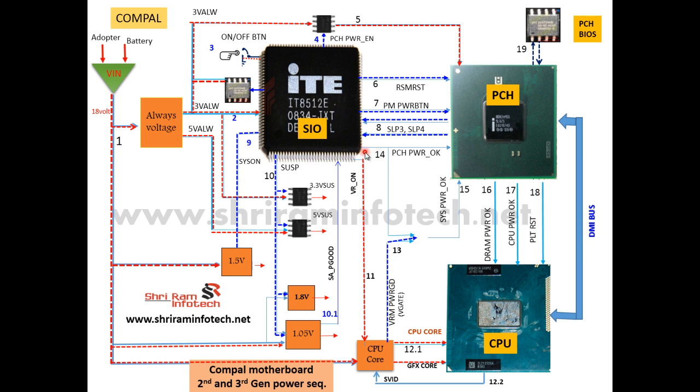Okay, and in step number 14, the SIO generates a signal that is called the PCH power okay, telling the PCH that I have done my job and all power planes are working fine. So it generates this PCH power okay signal, and here both signals connect to each other, and one final signal is generated that is called the system power okay at step number 15. The system power okay signal means all the power sections are okay.